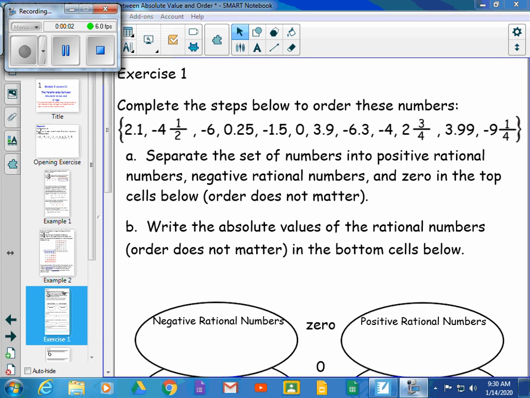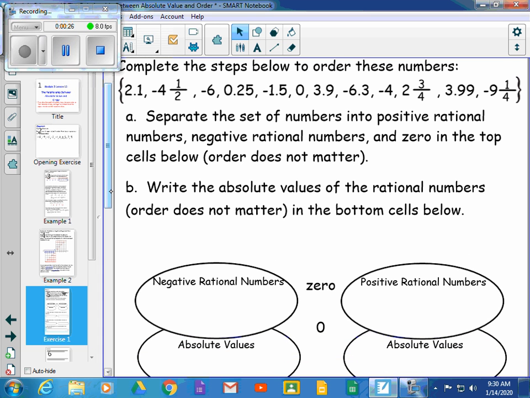Okay, now let's go to exercise 1. We're going to complete the steps below to order these numbers. What we're going to do is put it all together now. We're going to take a set of numbers like we have there in those brackets that include negative numbers, positive numbers, and 0. And we're going to put them in order from least to greatest, and we're going to use their absolute values to do so.